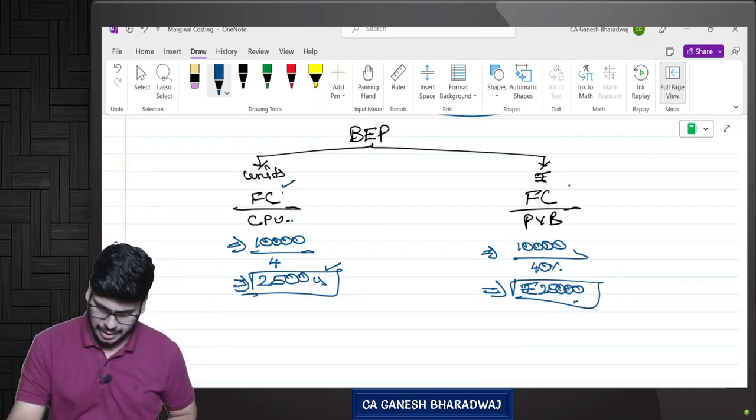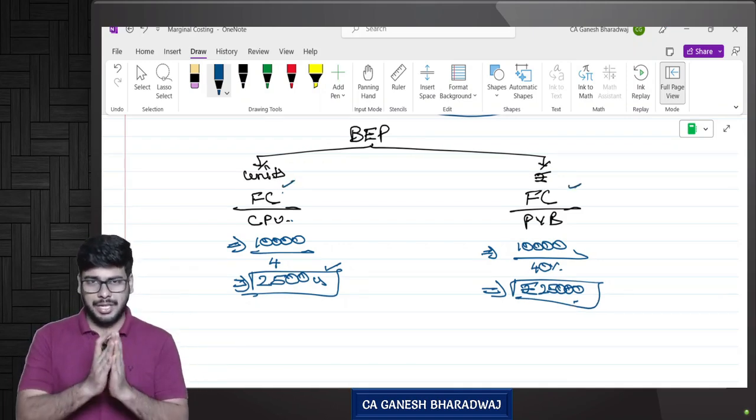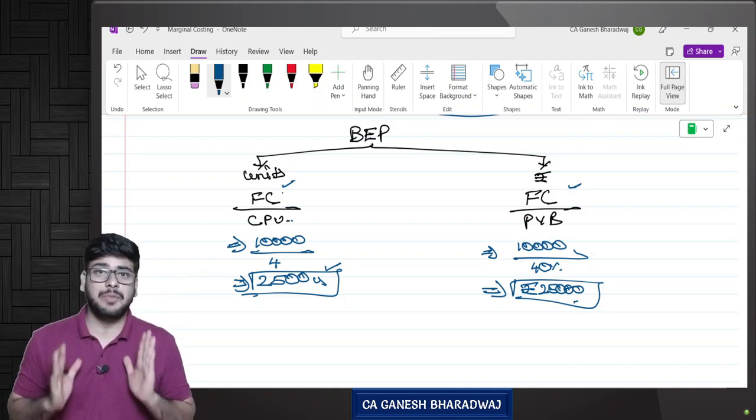Students say this is one formula, this is another formula. They mug up all these things. Please don't do that. Okay. So what do you mean by a break-even point?